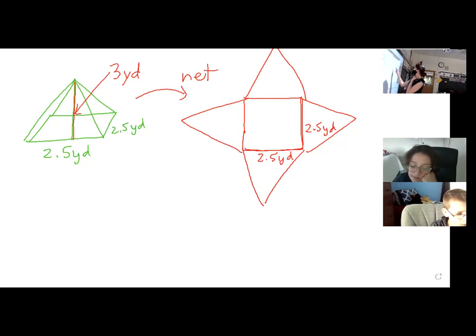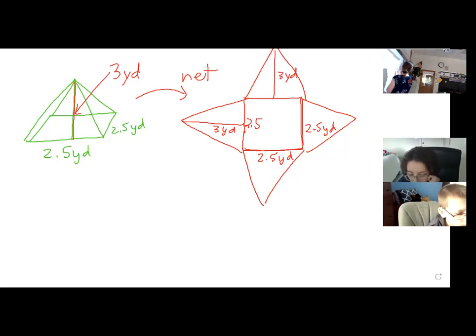We know the base is 2.5, right? But the height is going to help us with the calculation of a triangle, right? And the height of each of these triangles is what? 3 yards. So we know each of them is 3. We don't even need to write it down.